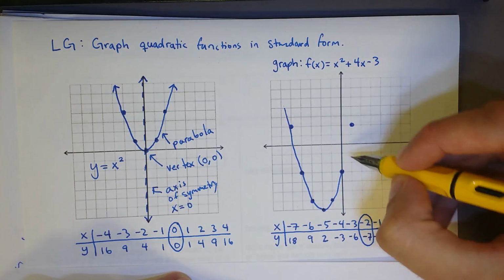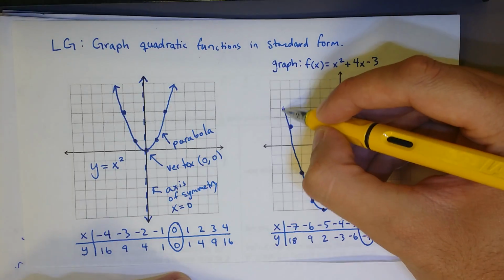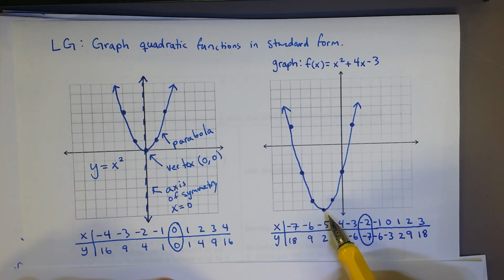to sketch our parabola. So now I want you to discuss with your neighbor and correctly label the vertex, the axis of symmetry, and the y-intercept.